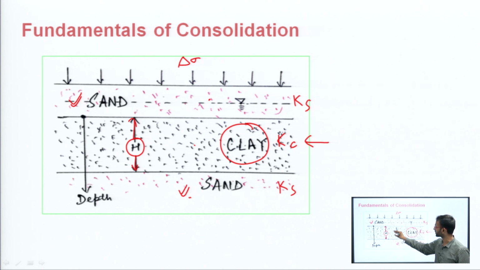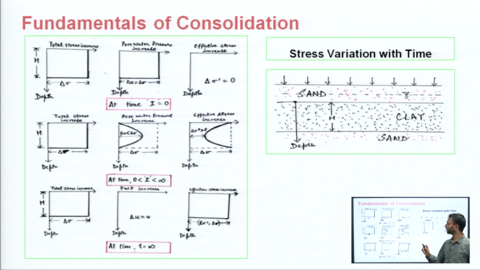This clay layer of thickness h will be the point of study in the entire topic that we will be considering here, because in sand the water will be draining out quickly. So in the long term, settlement will not be affected in this case as much as in case of this sand. Sand, its permeability is very high, so the water will be draining out quickly, so it will not affect the settlement. Okay. Now see, we are discussing it with respect to time.